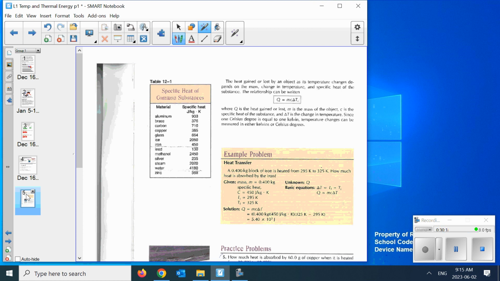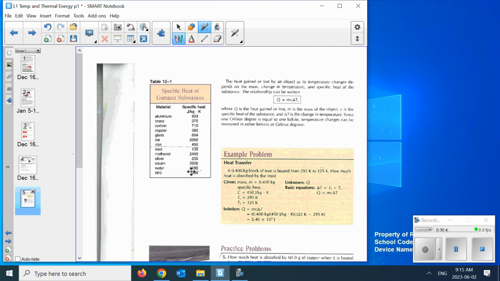Now, the very last page has a specific heat chart. Here's a page from TED that gives you the specific heat of common substances. Just taking a look here, you notice that the top two are metals. Aluminum and brass. Okay. Where's water on this list?